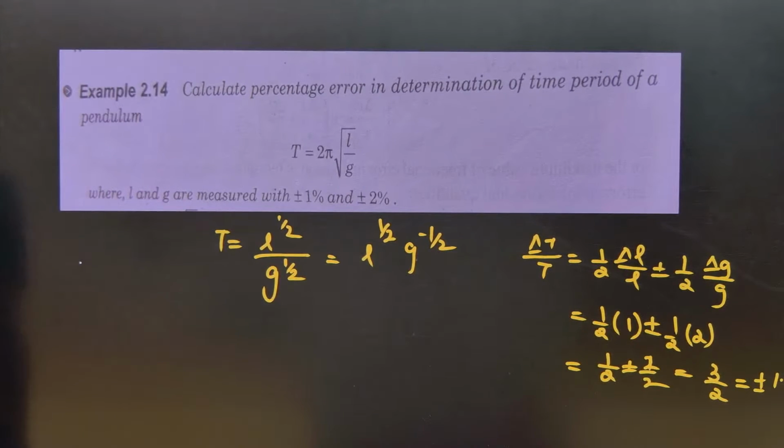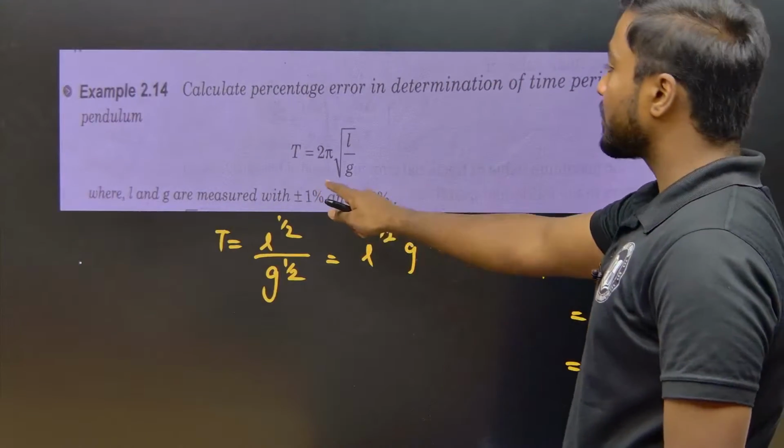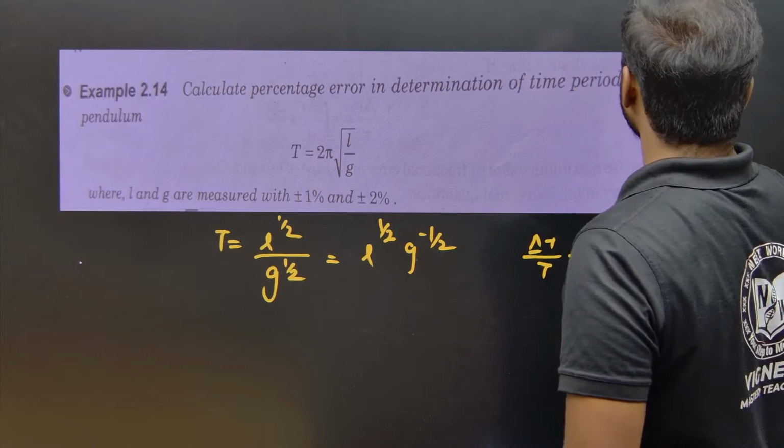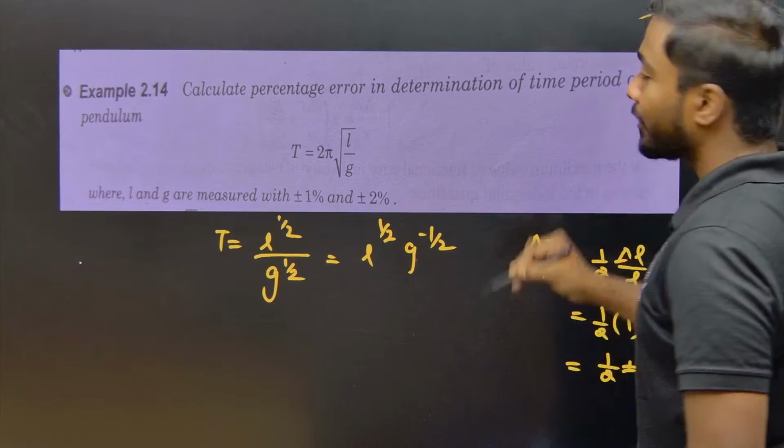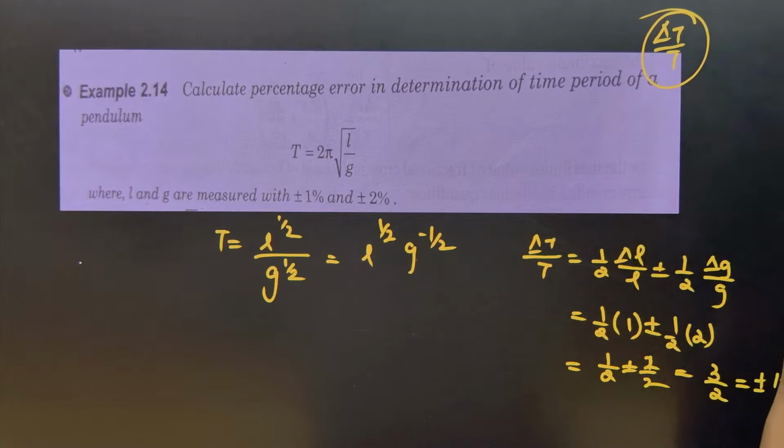Understood? Any doubt? So they are asking about the percentage, no? Percentage in the sense delta T by T. I can write directly. Okay, that's the thing they are asking. Any doubt?